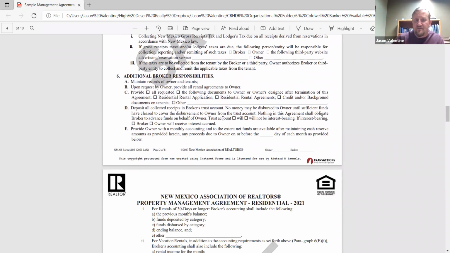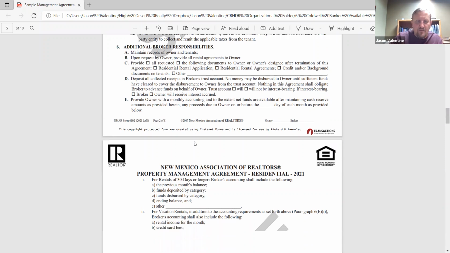Our additional responsibilities, just to let you know, is we do maintain records for 6 years. We do provide documentation, including residential rental agreements, applications, background checks, and such to our tenants upon request. We do collect deposits, and we hold those in a non-interest bearing trust account. That way, if a tenant ever stiffs you on rent or whatever the case may be, we actually have a little bit of recourse to hold them accountable.